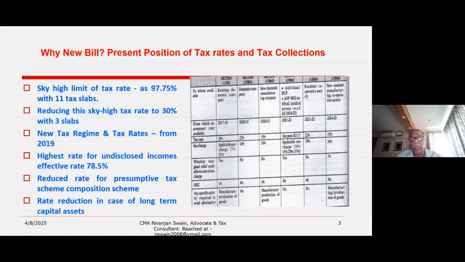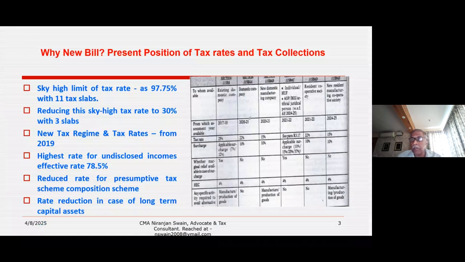And if you see the history, there were 11 tax slabs, and 97.75% was the last slab of taxation. That has been reduced to 30% with 3 slabs. So these 3 slabs have continued for a long period. As I remember, when I joined service, the threshold limit and the tax rates were mostly 65%. Then it came down to 55 to 60%, then to 50 and 55%. Then it came down to 30% subsequently.